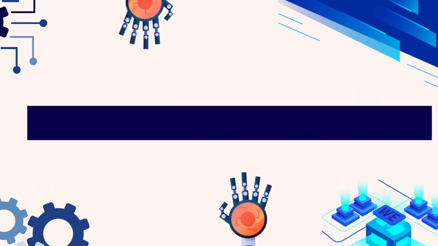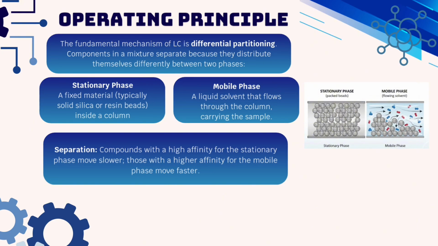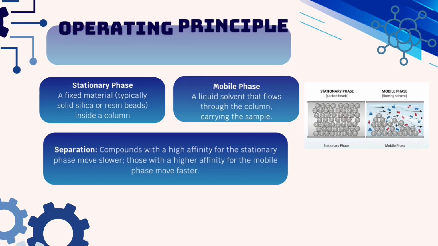Operating principle. Basically, separation happens due to differential partitioning between two phases. The stationary phase stays inside the column, while the mobile phase is the liquid that flows through and carries the sample. Components that interact more with the stationary phase move slower, while those that prefer the mobile phase move faster. That's how the mixture gets separated.